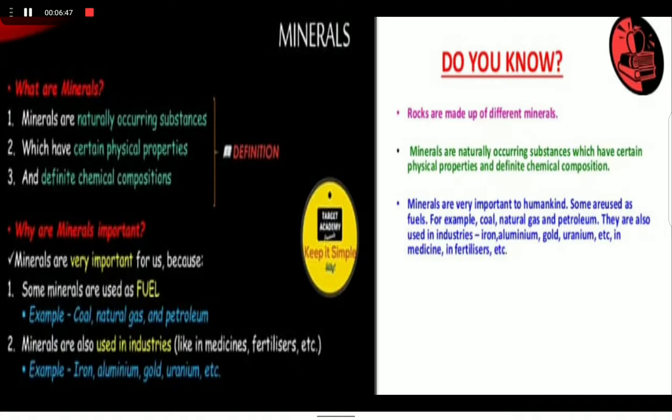Minerals. Rocks are made up of different minerals. Minerals are naturally occurring substances with certain physical properties and definite chemical composition. So these are used in industries like iron, aluminium, gold, uranium, etc., in medicine and in fertilizers, and as fuels like coal, natural gas and petroleum.